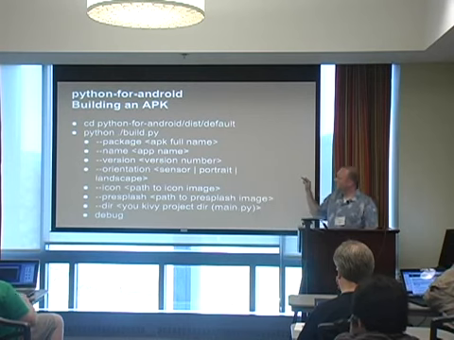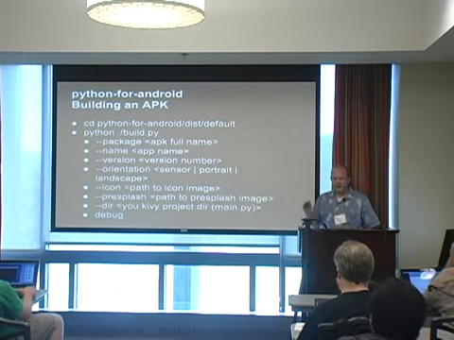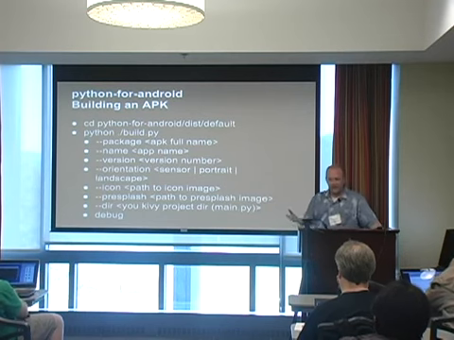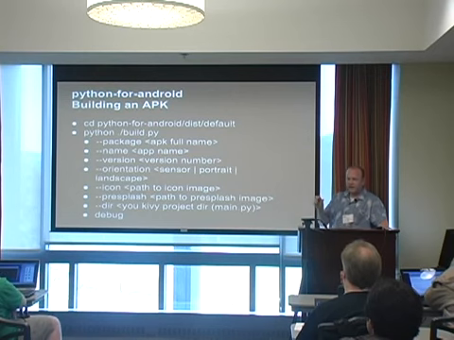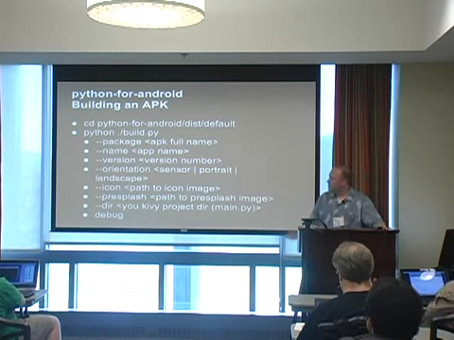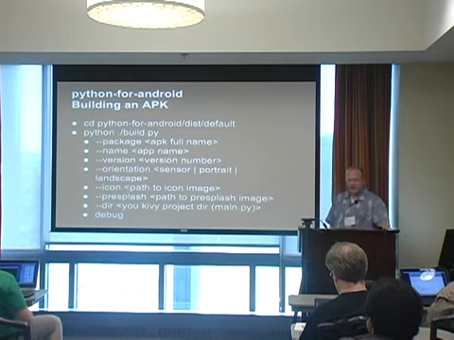Now when you create an APK, there's a lot of options that you can use, right? You need the package name, com.example.myapp, that sort of thing. You need the application name, so it could be PyOhio tutorial, the common name of your application, the version number, the orientation of your application.